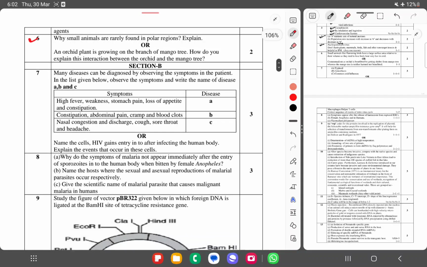Why are some animals rarely found in the polar regions? Explain. An orchid plant is growing on the branch of a mango tree. How do you explain the interaction between the orchid and the mango tree?